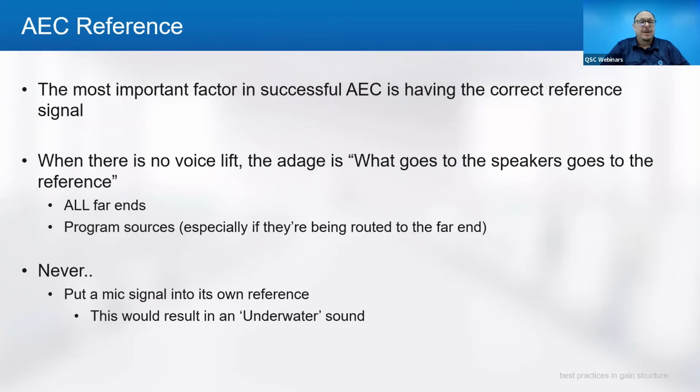So there is a never section. The most important factor in successful AEC is in fact having the correct reference signal. When there is no voice lift, the adage is what goes to the loudspeakers goes to the reference. So all the far end audio, the program sources, especially if they're routing those to the far end, should also go there. Never put a microphone signal into there.